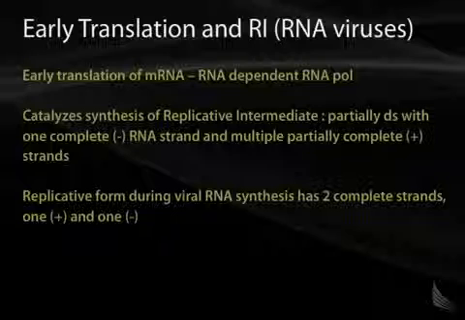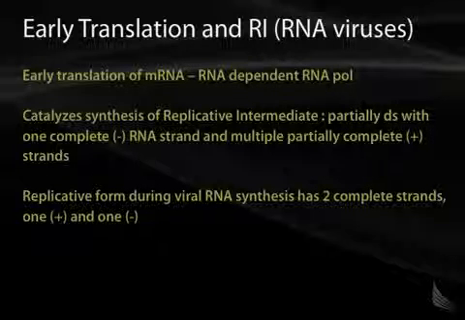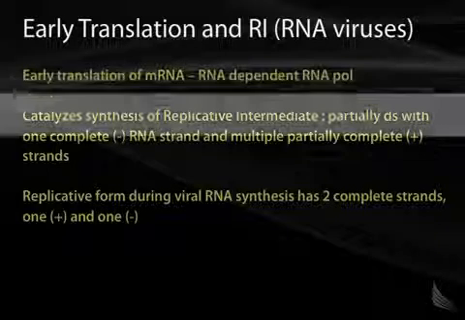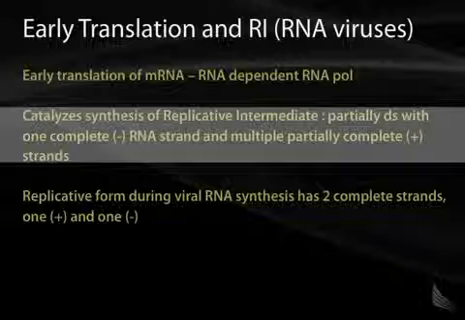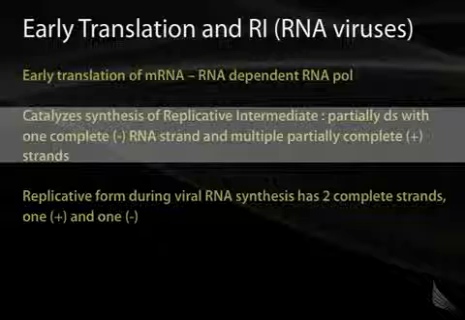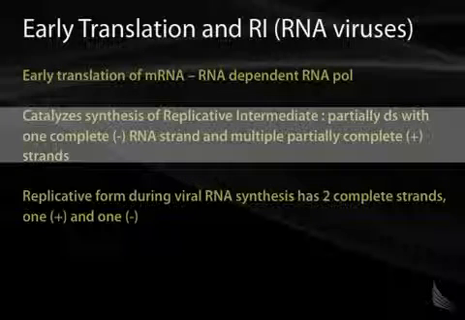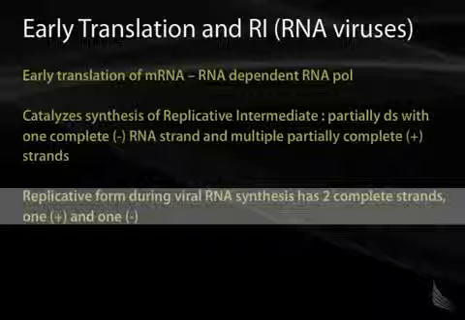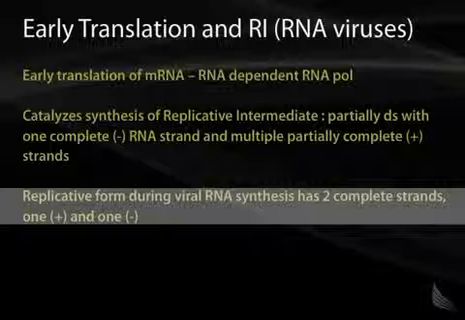Early translation in RI or RNA viruses. Early translation of mRNA is brought about by an RNA-dependent RNA polymerase. This catalyzes the synthesis of a replicative intermediate, or RI virus, which is partially double-stranded, with one complete negative RNA strand and multiple partially complete positive strands. This replicative form shows up during viral RNA synthesis and has 2 complete strands, one positive and one negative.